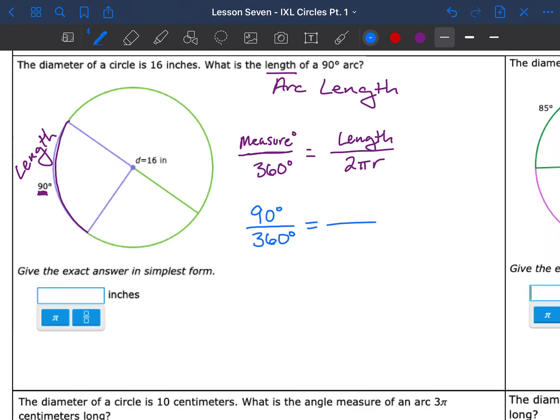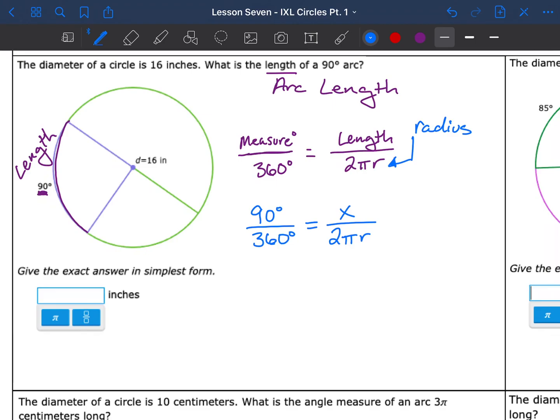That's going to equal. Now I'm looking for the length. That's what I'm trying to find. That's the missing part, so I'm going to make that an x because I don't know what it is. So variable is a good spot there. Now I'm going to do 2 pi r, and the r is the radius. So I need to know what the radius is.